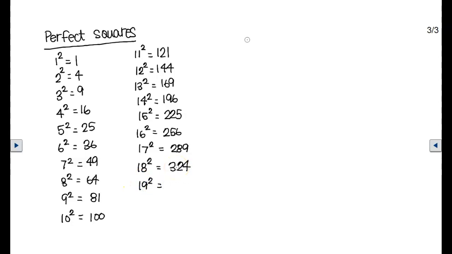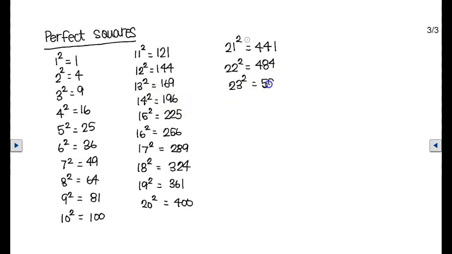19 squared, that one has left me for just a minute. 361. 20 squared is 400. 21 squared, we're almost done, I promise, is 441. 22 squared is 484. 23 squared is 529. Oh, shoot. 529.